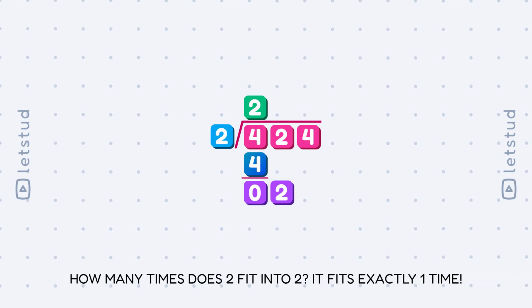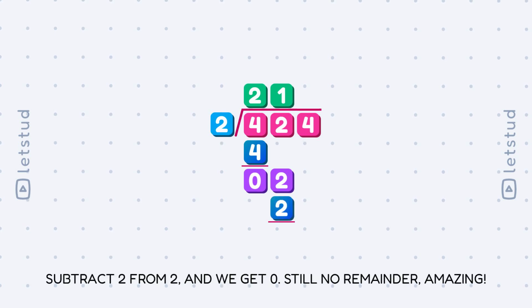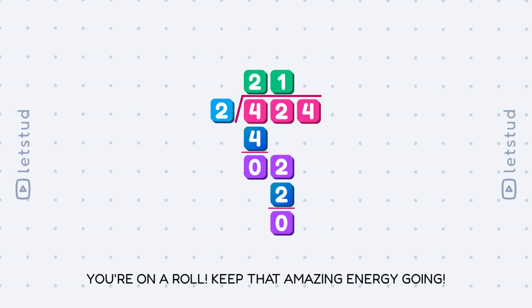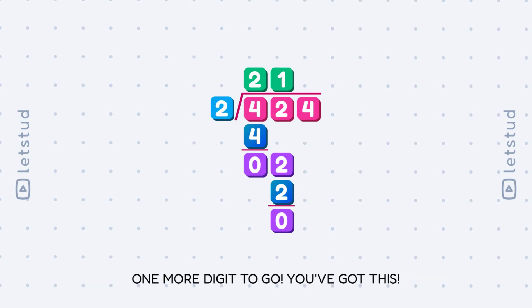It fits exactly 1 time. Let's check. 1 times 2 is 2. Subtract 2 from 2 and we get 0. Still no remainder. Amazing. You're on a roll. Keep that amazing energy going. One more digit to go. You've got this. Last digit, here we come.